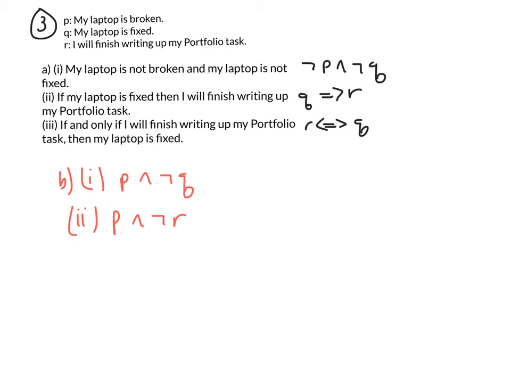Part B gave you the statement and wanted you to write the symbolic statement. So the first one was my laptop is broken, which is P, and not fixed. So P and not Q. And then the second one was my laptop is broken, so that's P, and I will not finish writing up my portfolio task, so not R. So P and not R.